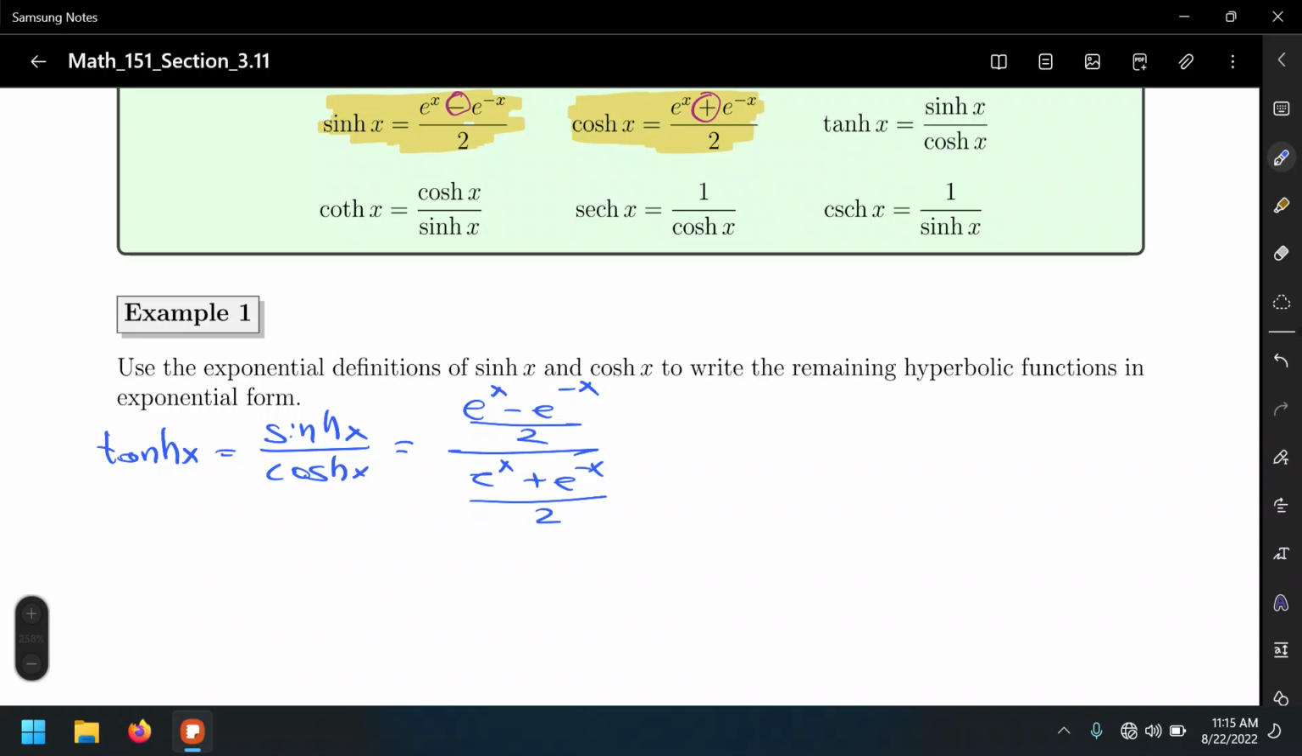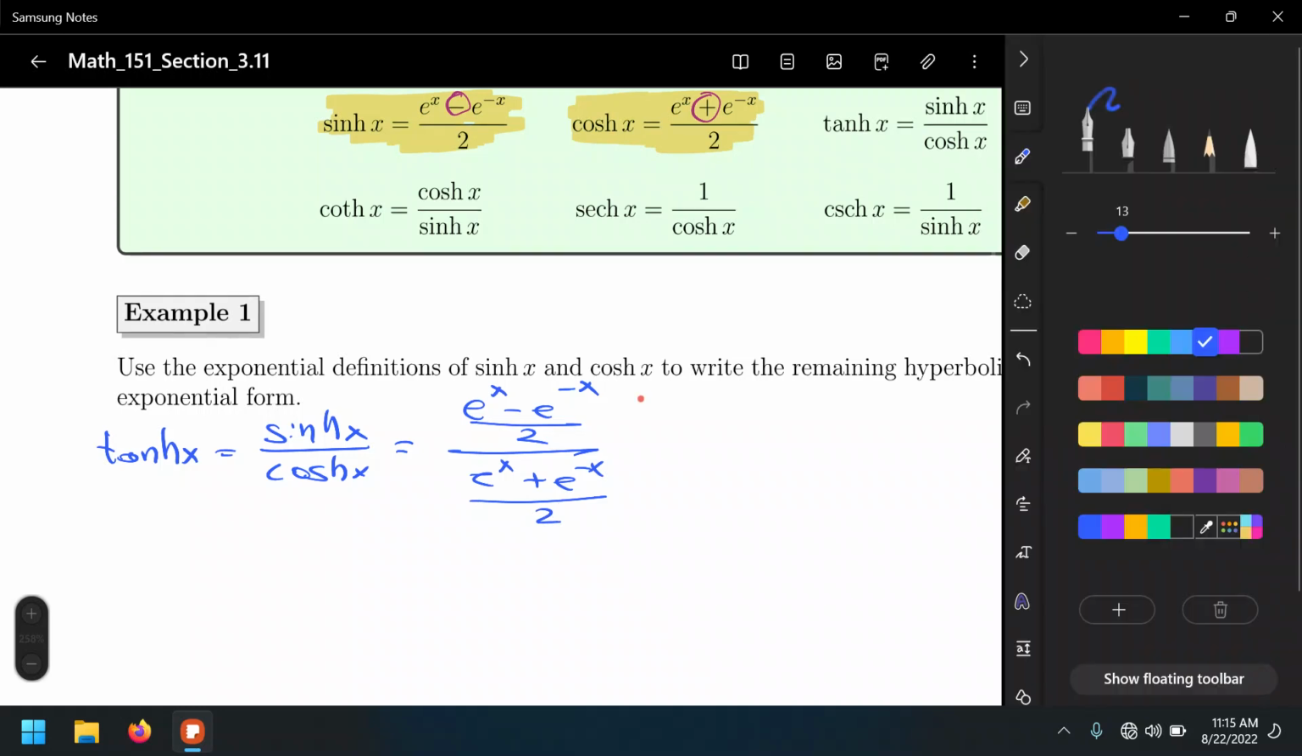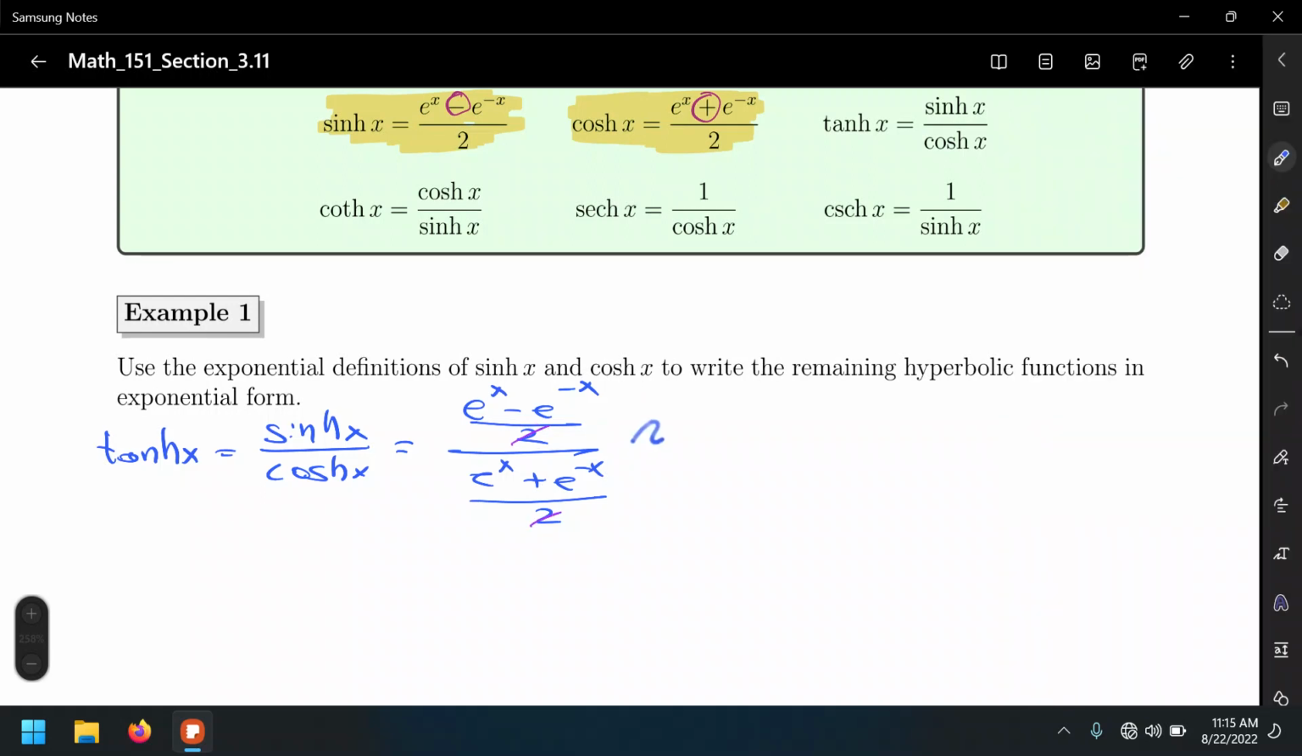So from here, it might look a little bit funky, but in this case, all we can do is simply cancel out these 2's, and this is simply e to the x minus e to the negative x over e to the x plus e to the negative x. And that's how we define the hyperbolic tangent, in terms of exponential functions based on the definitions of sinh and cosh. Right? Let's look at the next. Okay, let's put a check mark on this one.